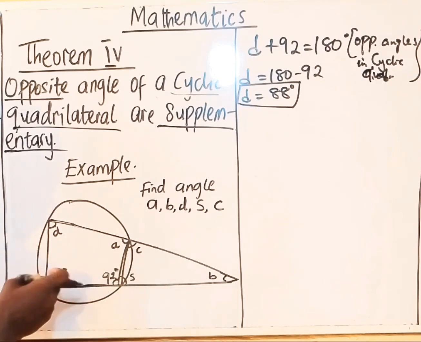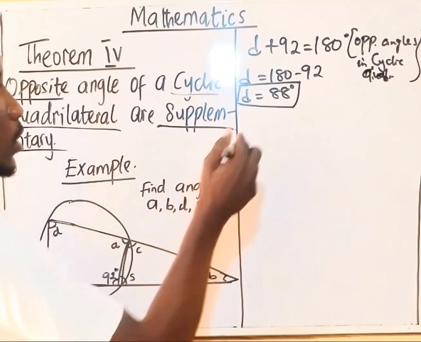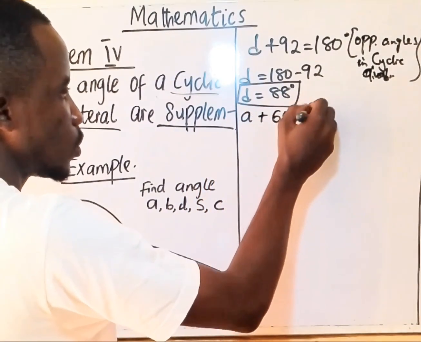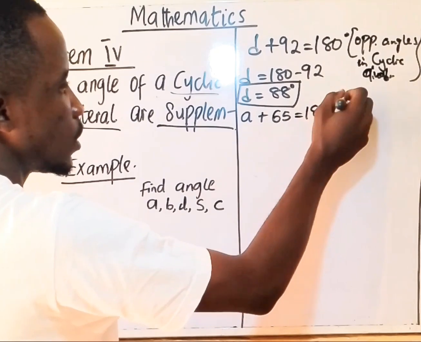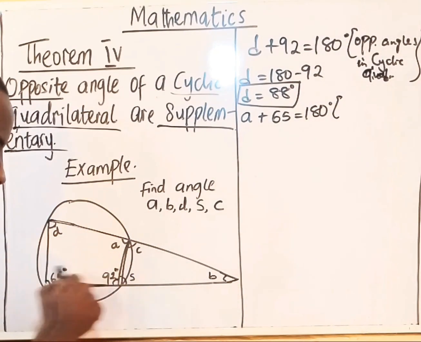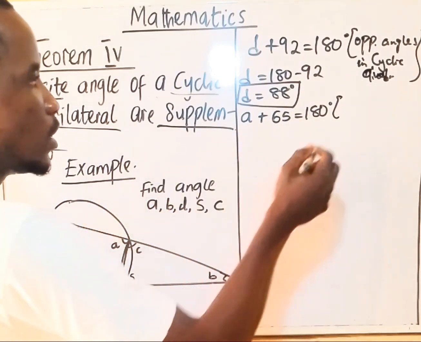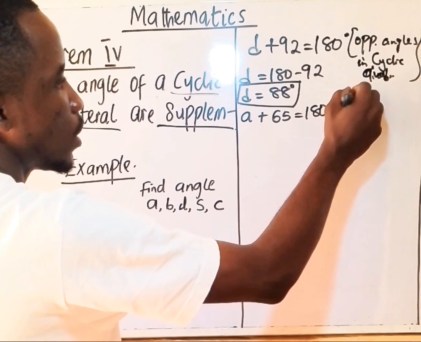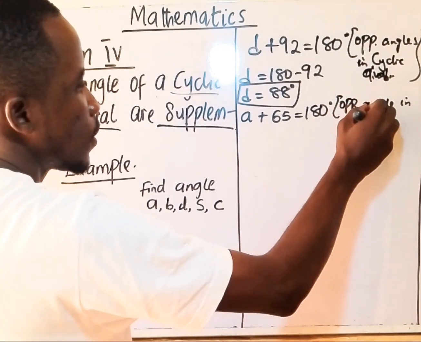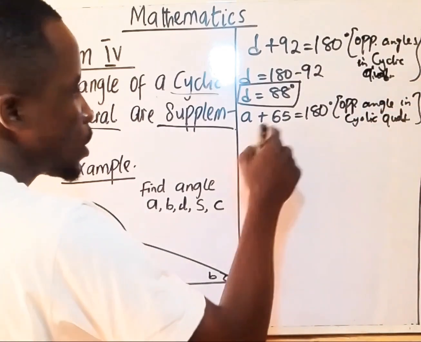Same thing is applicable to this part. I have to do this again. A plus 65 equals 180. What's my reason for using this? Opposite angles of a cyclic quadrilateral, a four-sided shape, are supplementary. A supplementary angle is equal to 180 degrees. So same thing: opposite angles in a cyclic quadrilateral.